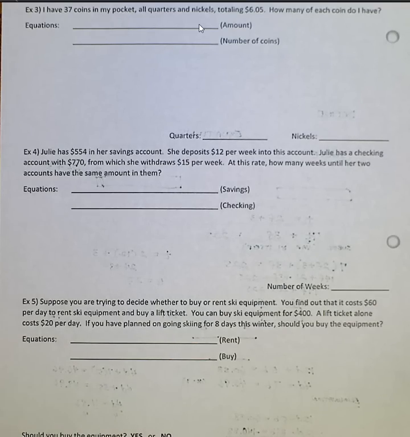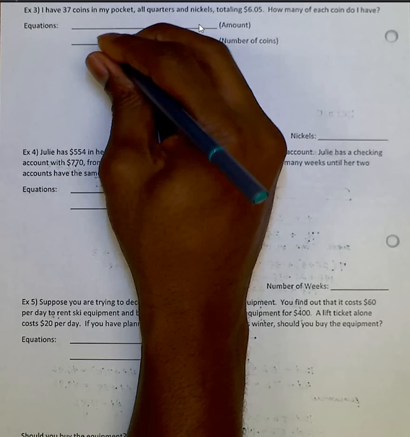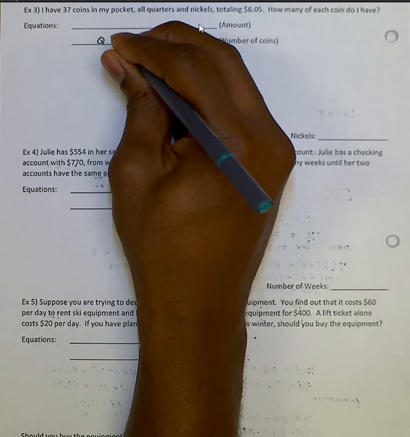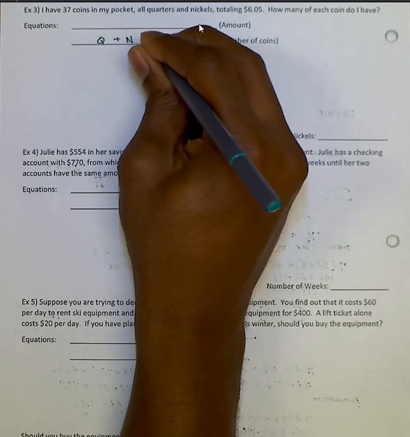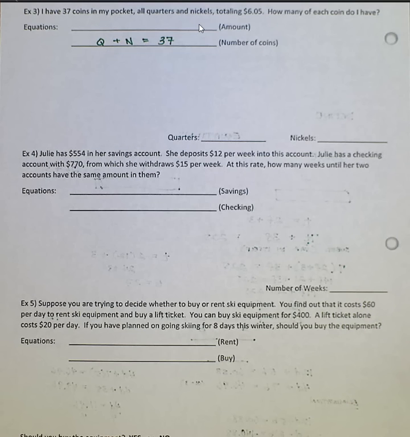All right, so even though this seems like a pretty short story problem, there's enough information for us to write a system of equations. Okay, here I said I have 37 coins in my pocket. They're all quarters and nickels. Right there, that's enough for me to write an equation. The number of quarters I have, Q, plus the number of nickels I have, N, equals 37. Okay, so that's one equation talking about how many coins I have.